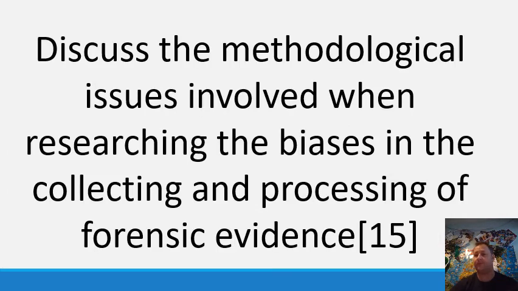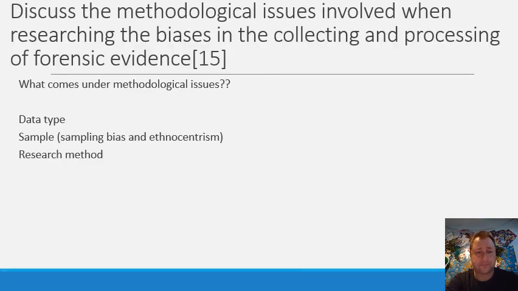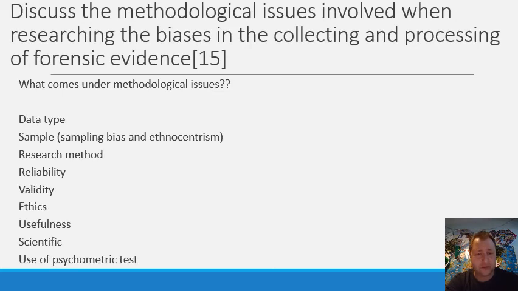So this is the question. Okay, this is the bog standard simple question, and I know it's not going to sound overly simple. So: discuss the methodological issues involved in researching the bias in the collection and processing of forensic evidence. So that's the question title. Okay, so you're now going, Kevin, what the freaking hell does methodological issues mean? And this is what it means. Okay, it's looking at all these headings that we've used to evaluate things on. That's what we mean by methodological research decisions.